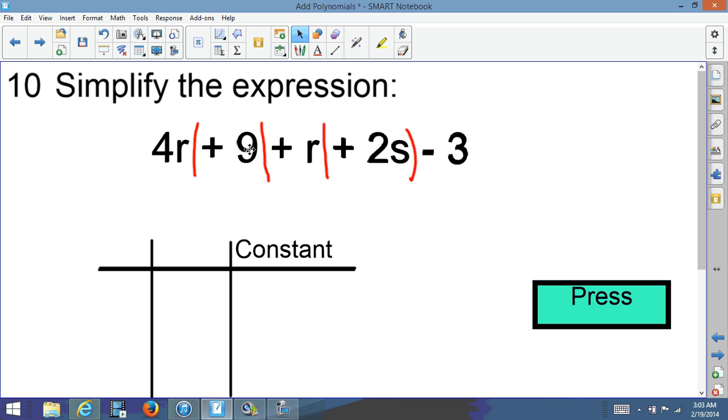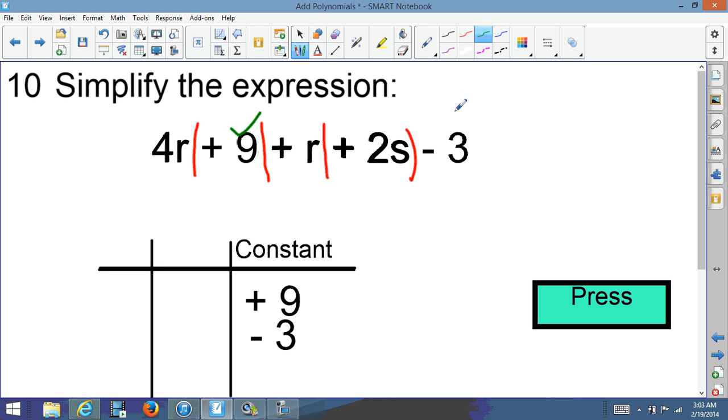So I'm going to take the 9, which was plus 9, or we could also say positive 9, and I'm going to check that off. Check. And then I'm going to take the minus 3, because that's a constant. Constants are numbers. And I'll check that off. Check. Did I use that? So notice all my constants are gone.